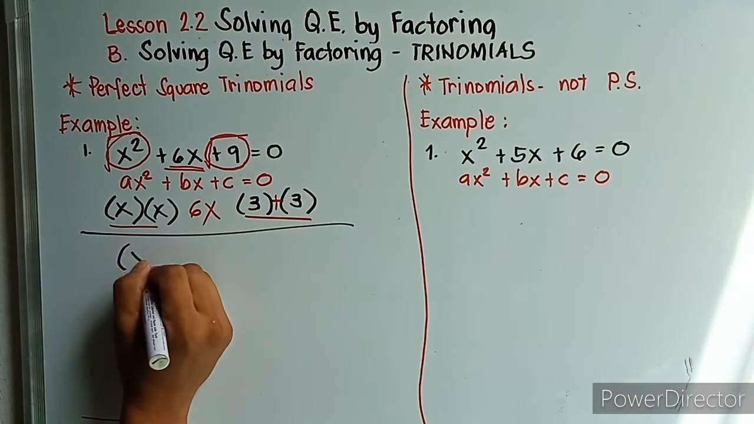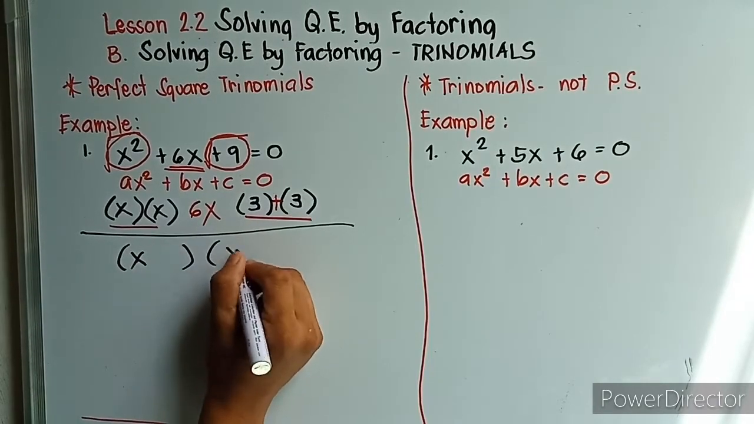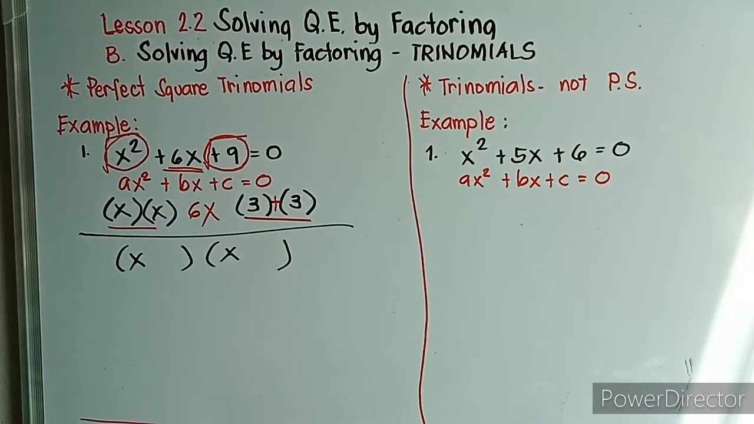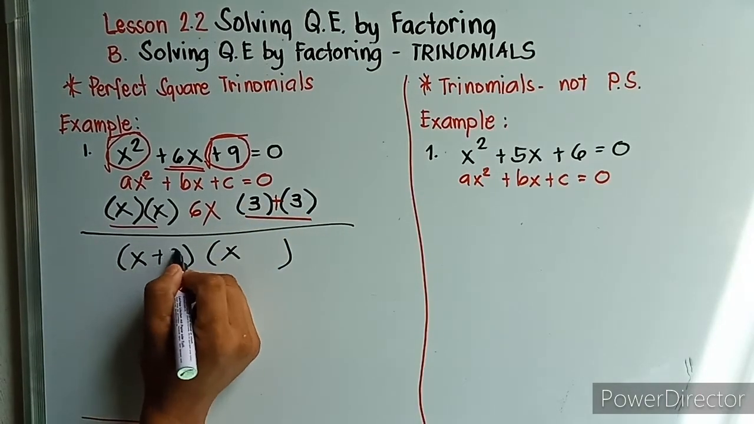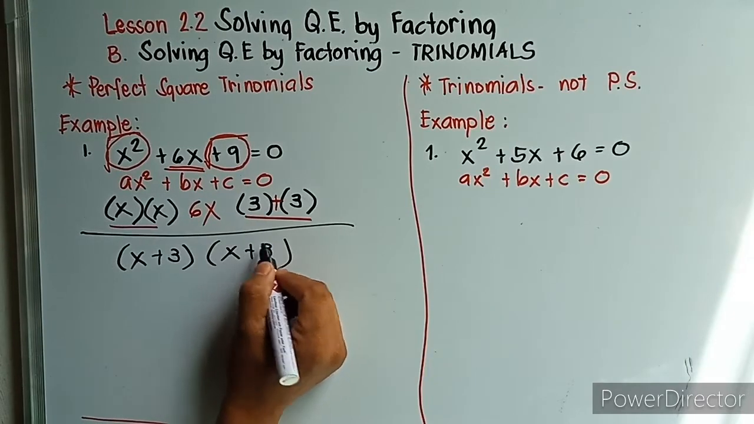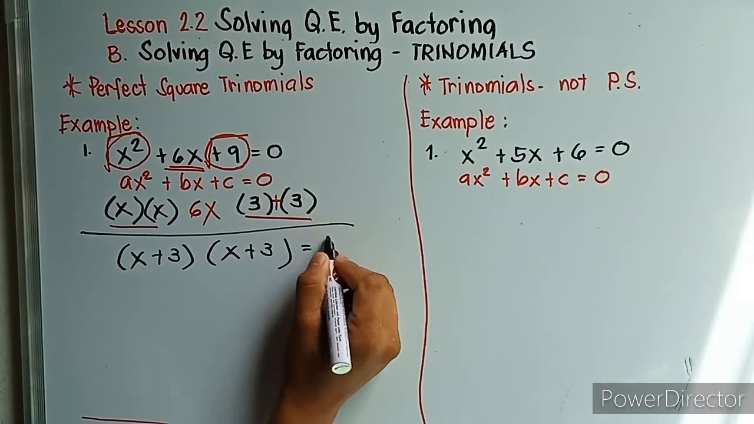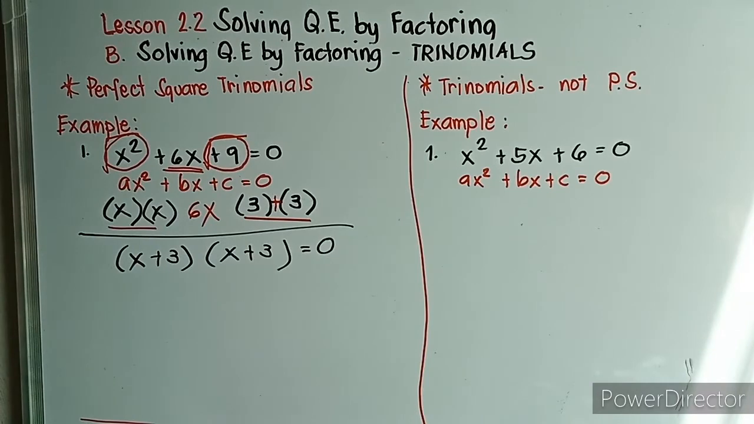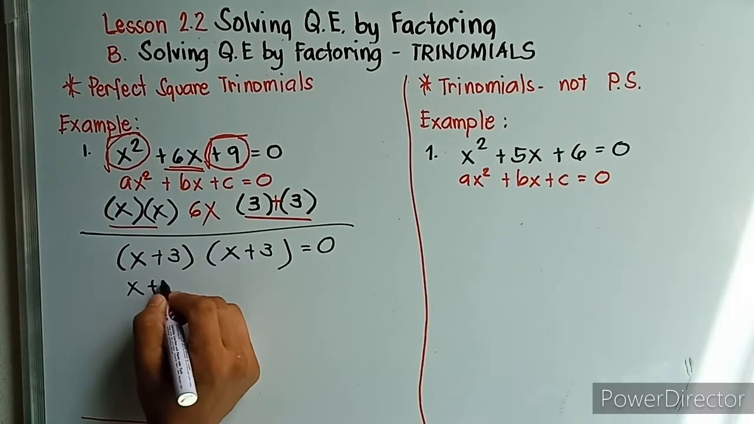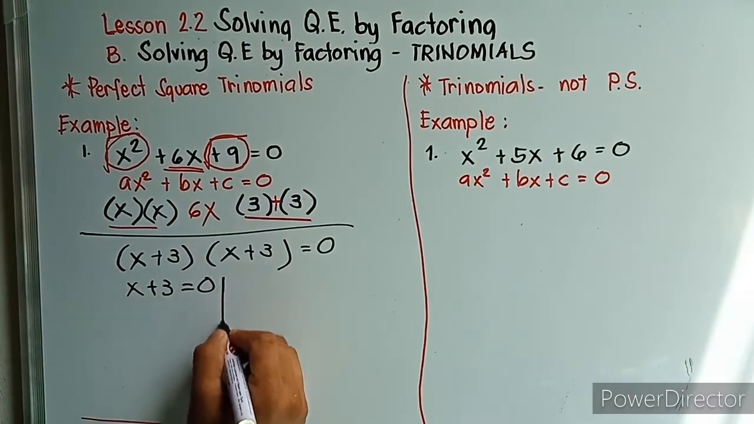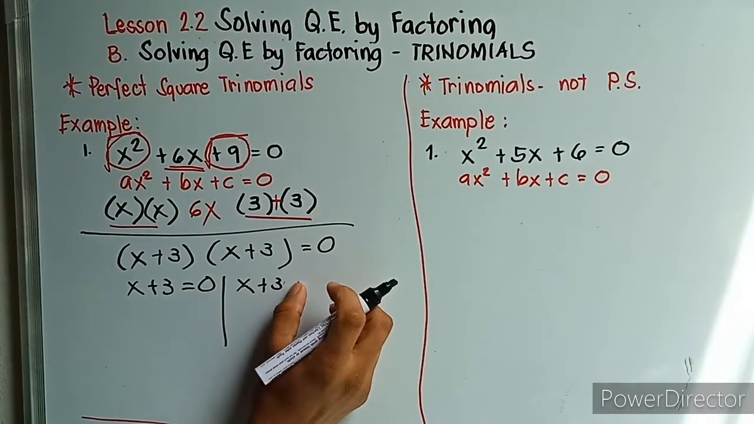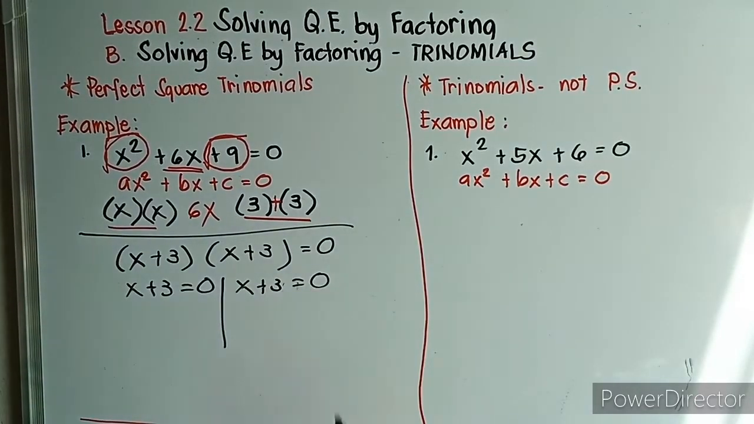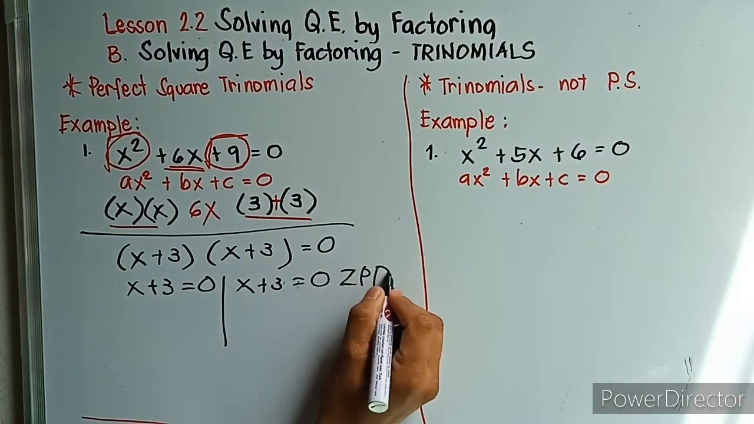So we have x here, x. Okay? Then we have 2 3's. So positive, so we have x plus 3 and x plus 3. Then equate this to 0. Then, applying the zero product property, we will have x plus 3 equals 0 and x plus 3 equals 0.